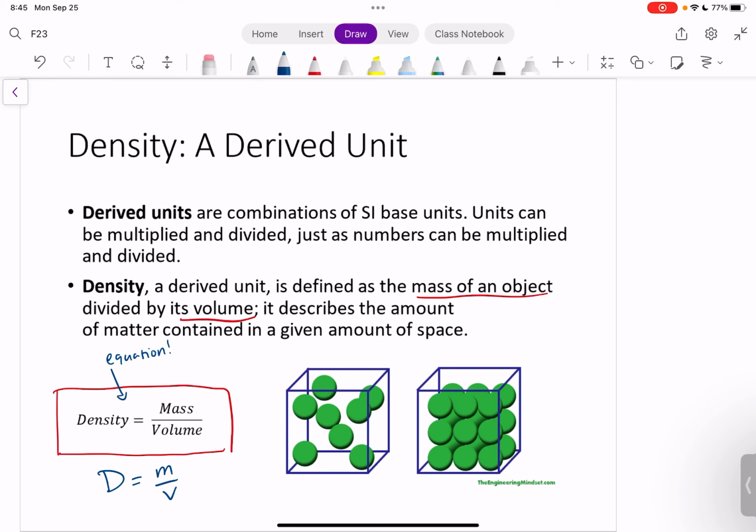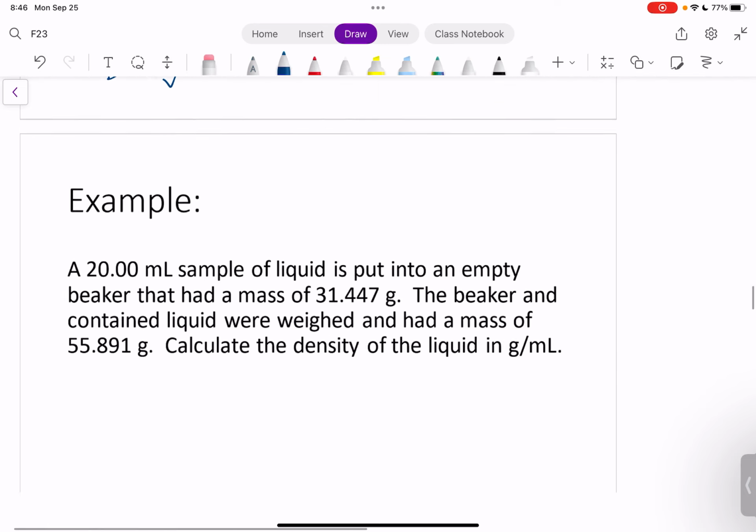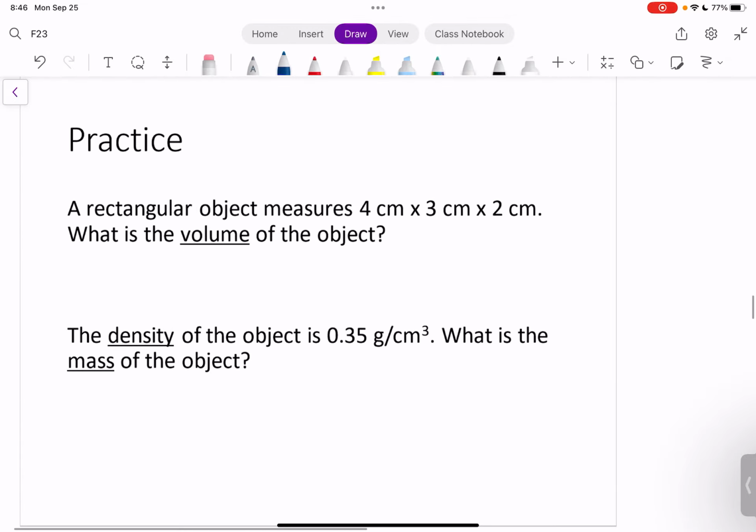So anytime you have an algebraic equation with 3 variables, and you know 2 of those variables, you can solve for your unknown. So plug in the numbers you know, and then solve for the one that you don't know using algebra. So let's practice that a little bit here.